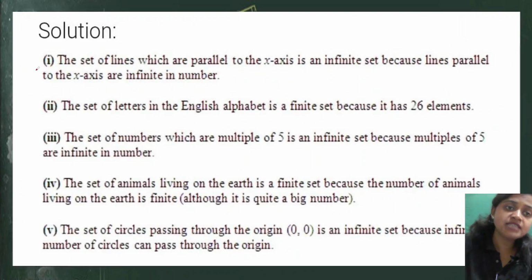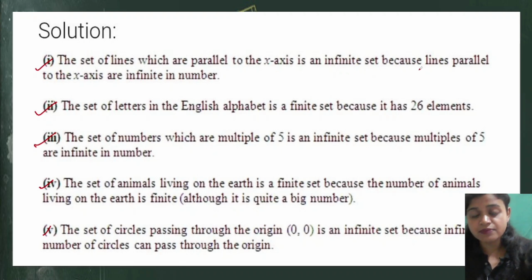In the next slide, the detailed solution is given, so you can make your notes properly. Exactly like that you have to write in your exam. The set of lines which are parallel to x-axis is infinite, because you have to mention the reason also: the lines parallel to the x-axis are infinite in number. Second, the set of letters in the English alphabet is a finite set because it has 26 elements. The set of numbers which are multiples of 5 is an infinite set because multiples of 5 are infinite in number.